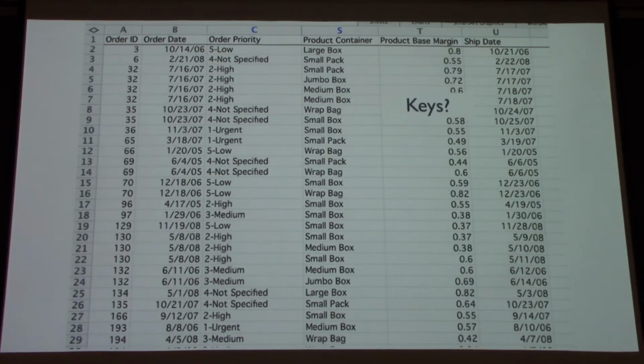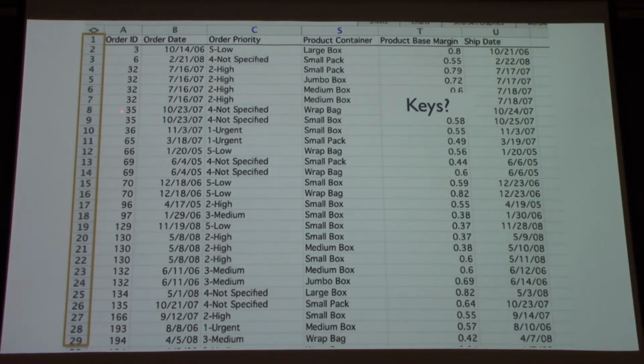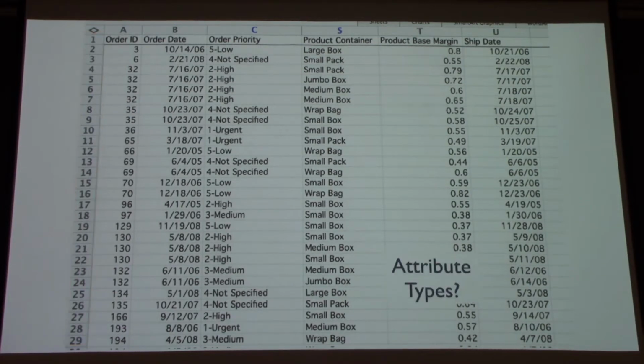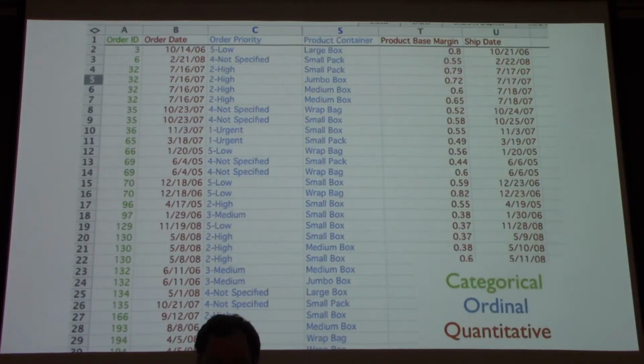The keys was the tricky question, kind of. The keys are in this case not the order ID, because the order ID is not unique, but it was the index of the table. The attribute types, the various ones, so we had categorical, ordinal, and quantitative. This is a little bit unintuitive. The order ID is categorical. Then here this is numerical. Many people said this is ordinal. Dates are interval, but not ratio, for the next question, but they're definitely quantitative.